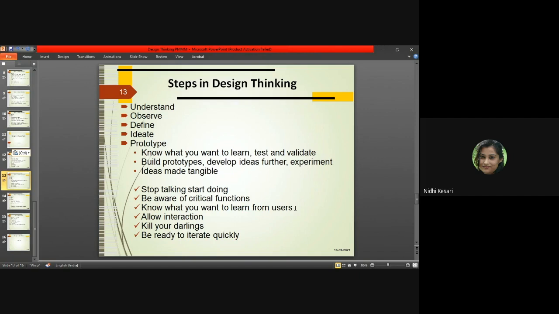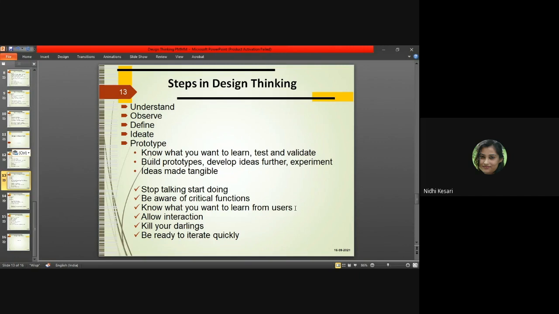So what you have to do is stop talking and start doing. This is one of the most active steps under design thinking, where you should be full of energy, because whatever you have observed, understood, the way you have defined and the way you have ideated is now taking some shape. So this is the point where you go into action directly.